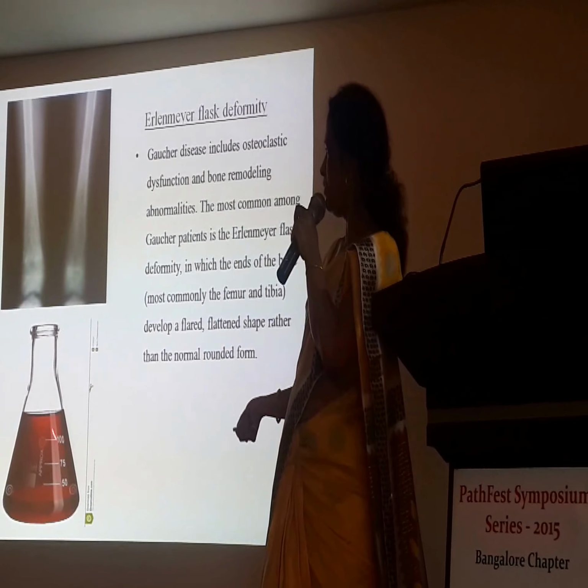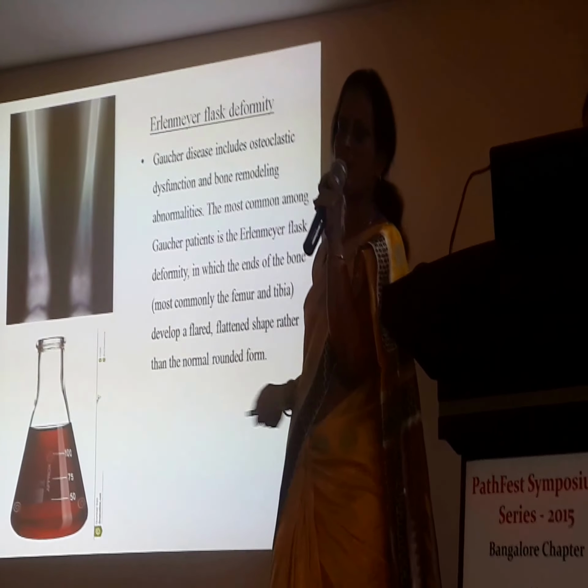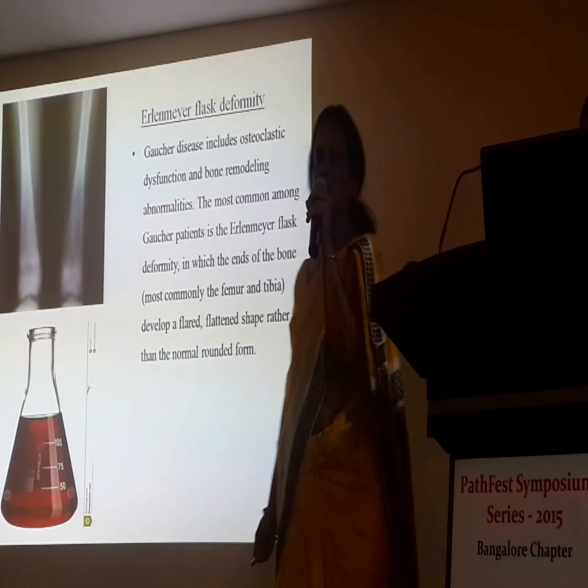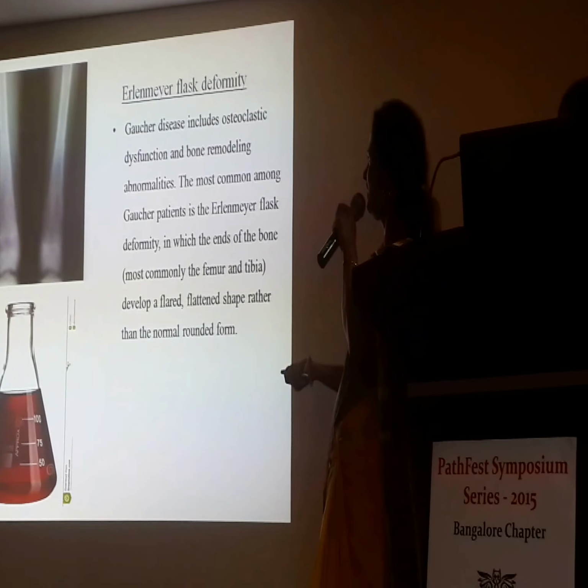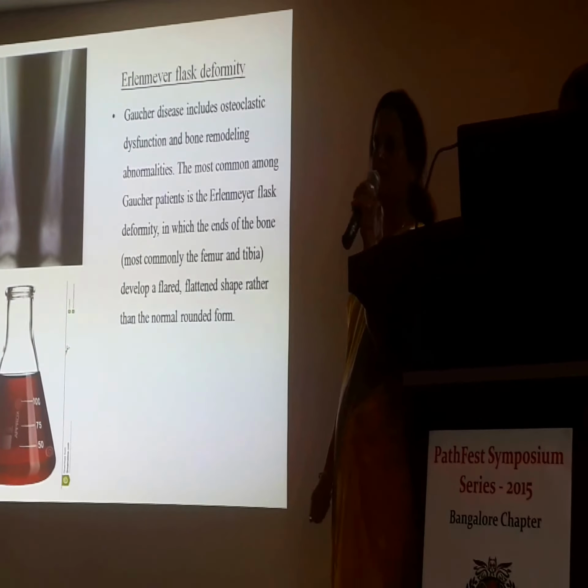I just put this Erlenmeyer flask here to show you that, because we say the typical appearance on X-ray of long bones in Gaucher is Erlenmeyer flask deformity. Next. Yeah, we will move on to the next slide. Next, third one.